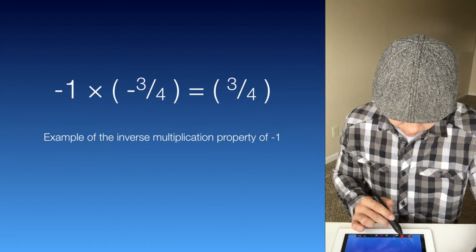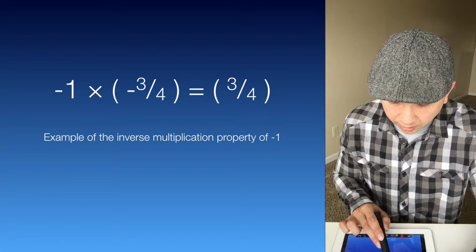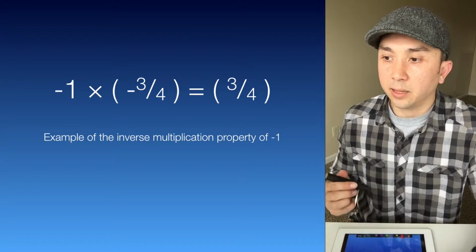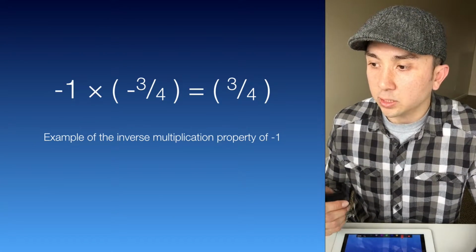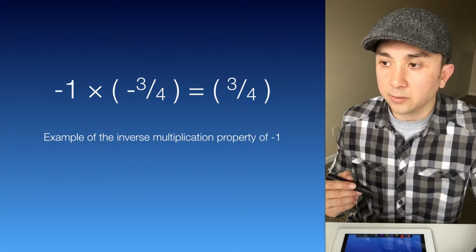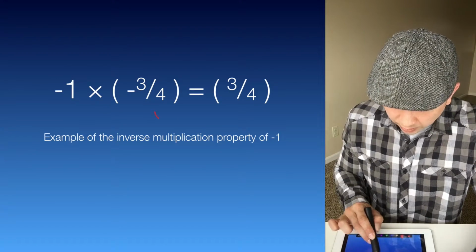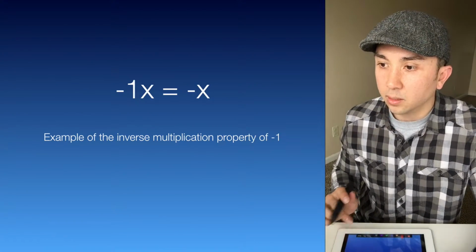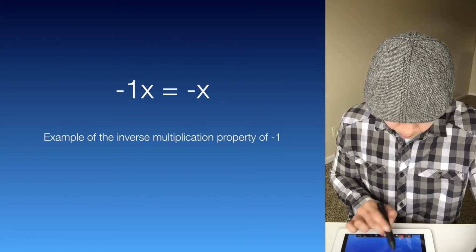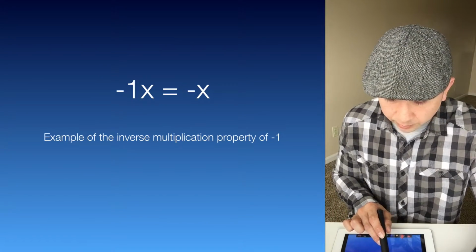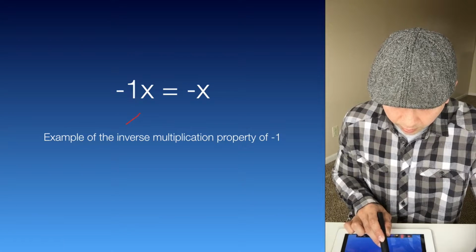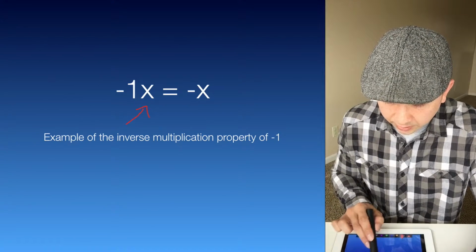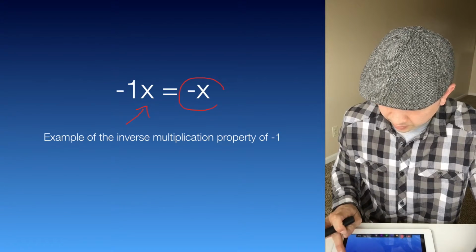So if we take negative 1 times negative 3/4, well, all we do is take the inverse of negative 3/4, which is 3/4. So if we multiply negative 1 times x, well, the inverse of x is negative x.